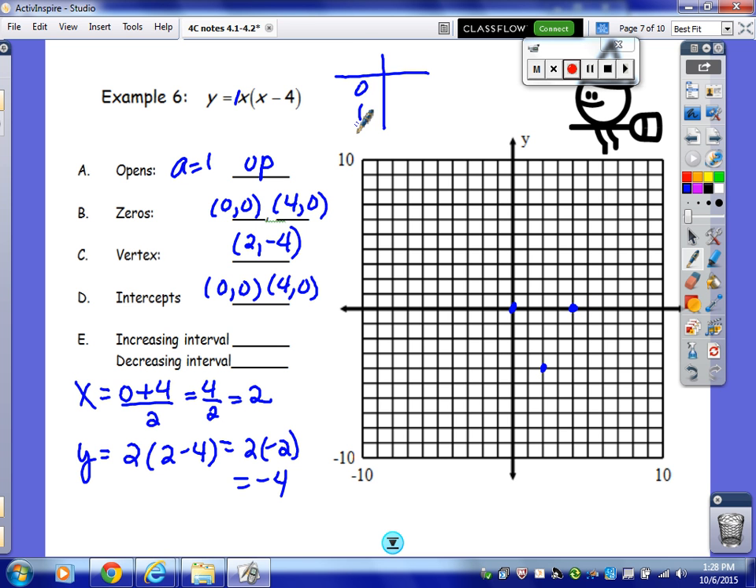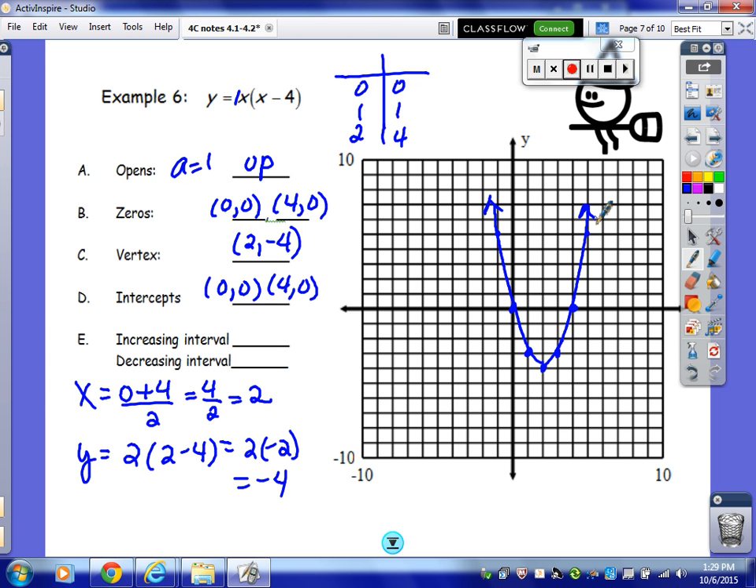So I got 0, 1, 2, 0, 1, 4. And my A is 1, so they're not going to change. Remember, I'm counting now. From our vertex, I'm going to go right 1, up 1, and reflect it. And there's my 5 points. I could also go right 3, up 9, and then reflect that too. But my goal is, like I said, to get 5 good points. Put the arrows on the end because it keeps on going.